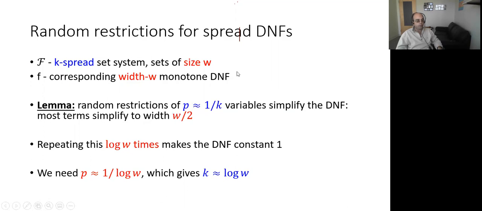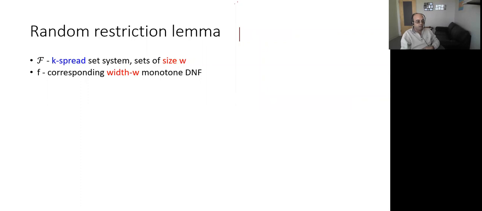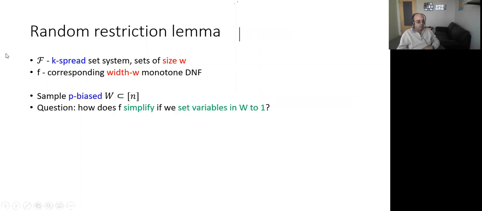Oh, good. Okay. So now I want to prove to you that mild random restrictions simplify pseudo-random DNFs. Again, we have this k-spread system, and F will be the corresponding monotone DNF. And now what do we do? Again, for monotone DNF, it's enough to study restrictions where I just fix a few variables to 1. So equivalently, I just sample W, which is a set of ones, from some p-biased distribution, and p should be very small. And I want to say, if I fix the variables in W to 1, how does this simplify my DNF? That's going to be the question.